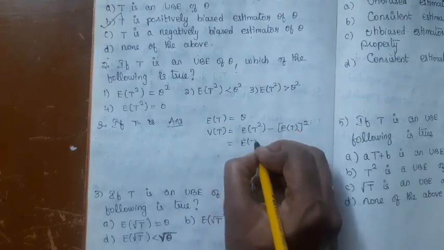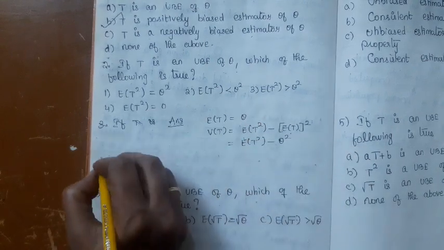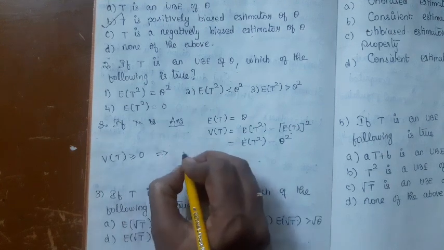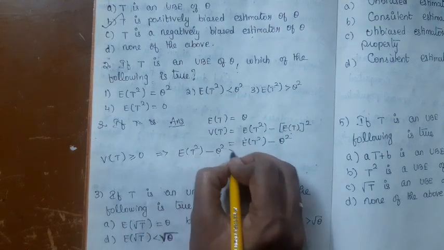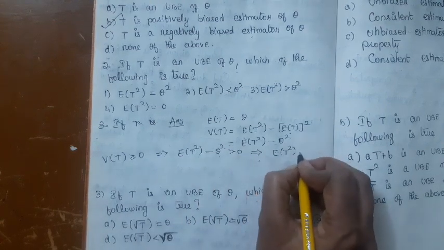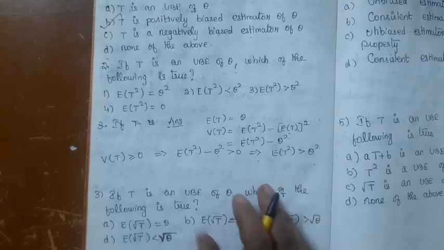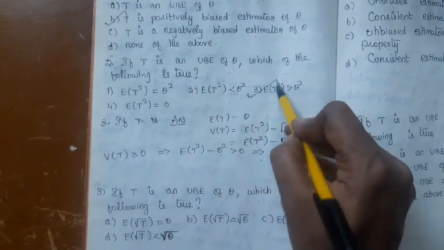That is expectation of T square minus expectation of T is theta. But variance is always greater than or equal to 0, which implies expectation of T square minus theta square is greater than 0, which implies expectation of T square is greater than theta square. So this is true if T is an unbiased estimator of theta.